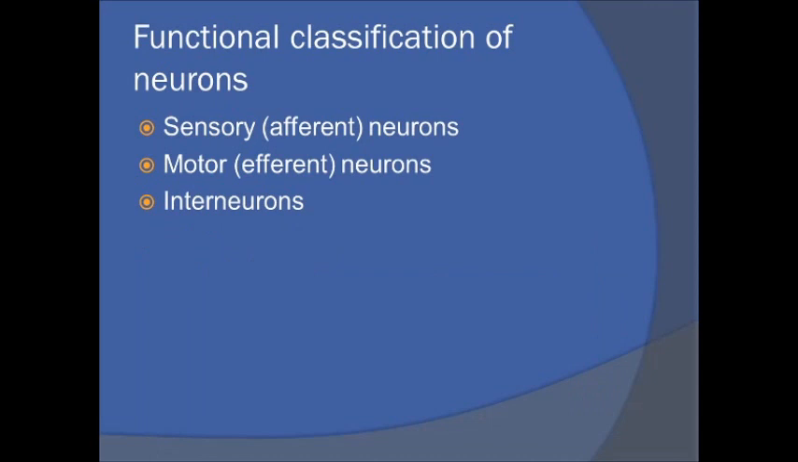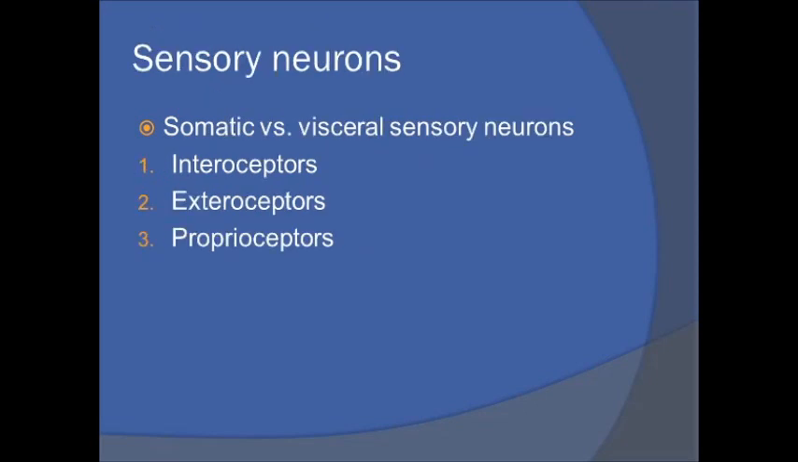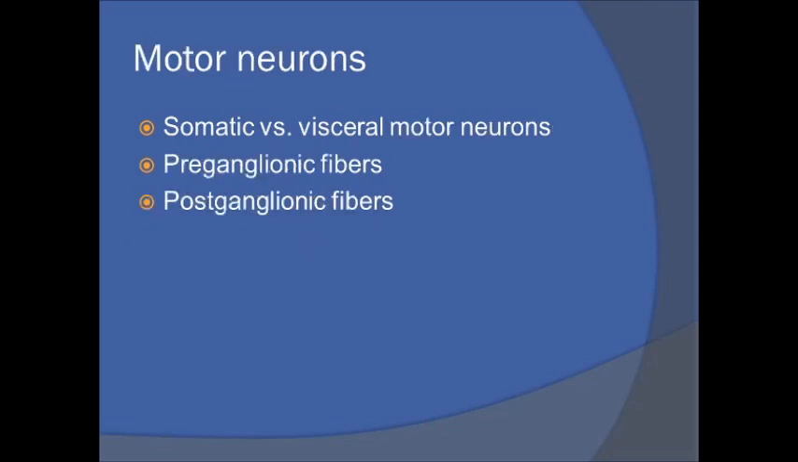We have three main classifications of neurons: sensory or afferent neurons, motor or efferent neurons, and interneurons. Sensory neurons can be somatic or visceral, somatic meaning part of the body or skeletal system, visceral meaning part of the organs. Interoceptors monitor your organs, exteroceptors monitor your environment, and proprioceptors monitor the position and movement of your body. Motor neurons can also be somatic or visceral, and they can be preganglionic or postganglionic, meaning before a ganglion or after a ganglion.